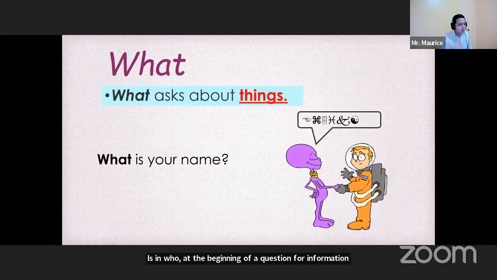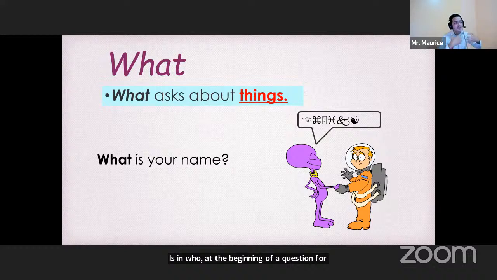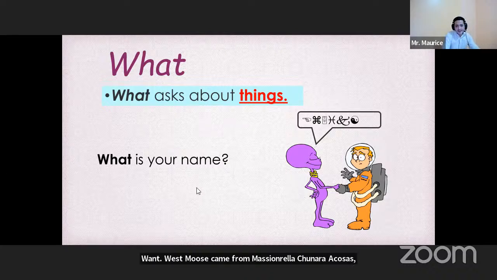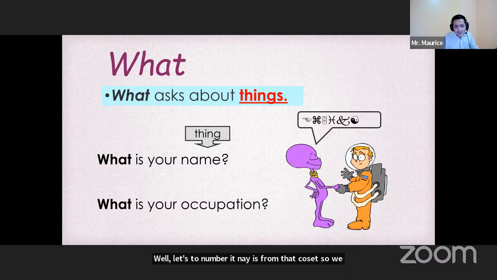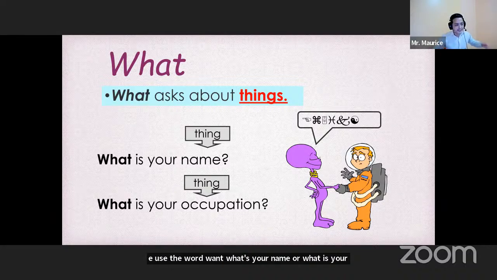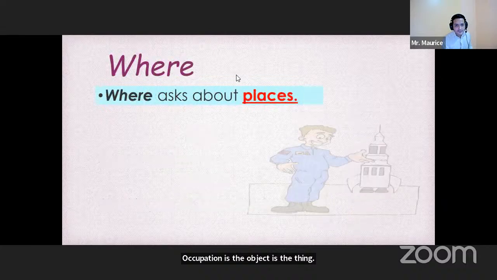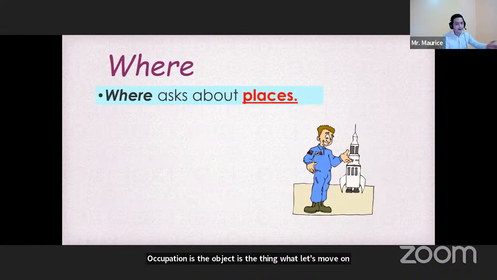Next word. What? ¿Qué? What busca información relacionada a cosas. For example, what is your name? ¿Cuál es tu nombre? Name es una cosa. So we use the word what. What's your name? Or, what is your occupation? Occupation is the object, is the thing.